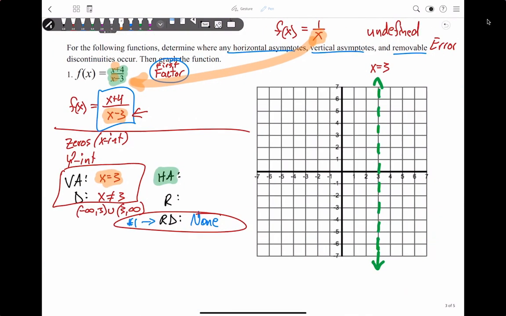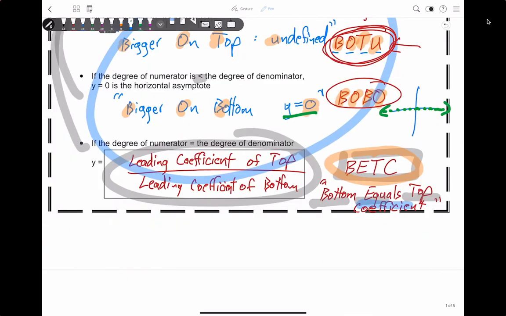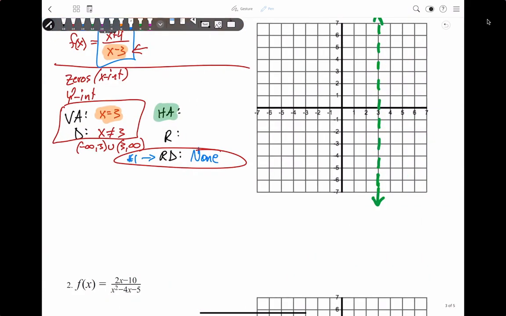Okay, so if the bottom equals the top, that means this 1 equals this 1, then now we're going to look at the numbers in front of x. The numbers in front of x are these coefficient ratios, the coefficient over the other coefficient. It's not the powers, it's the numbers in front of the x, the coefficients.